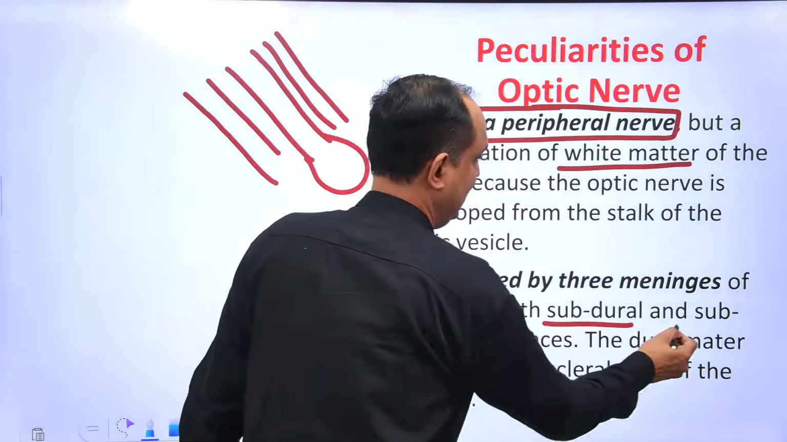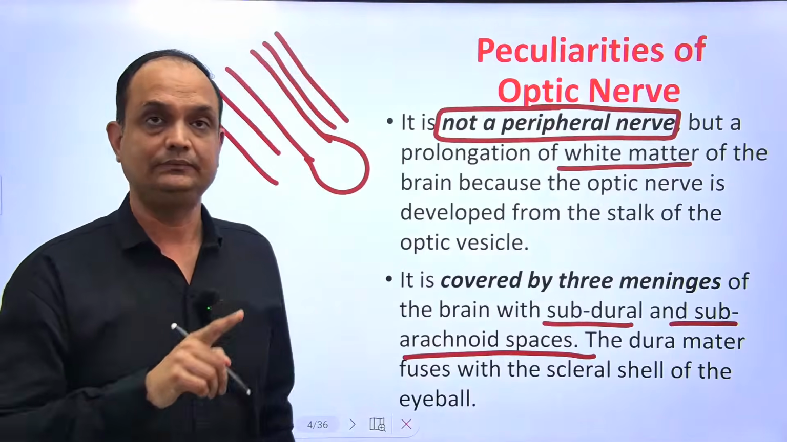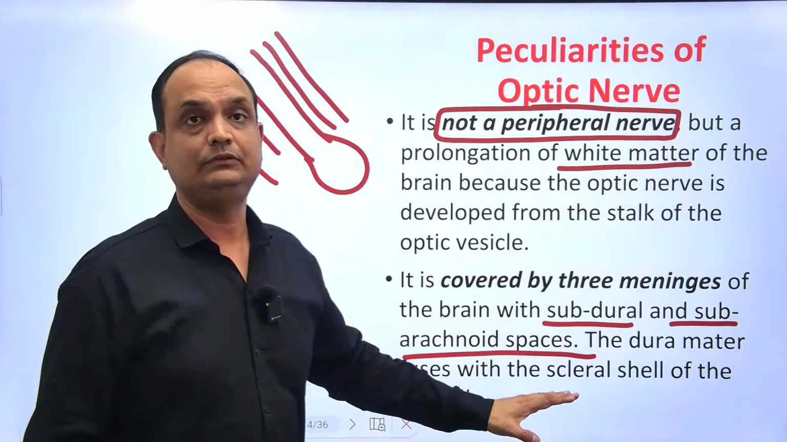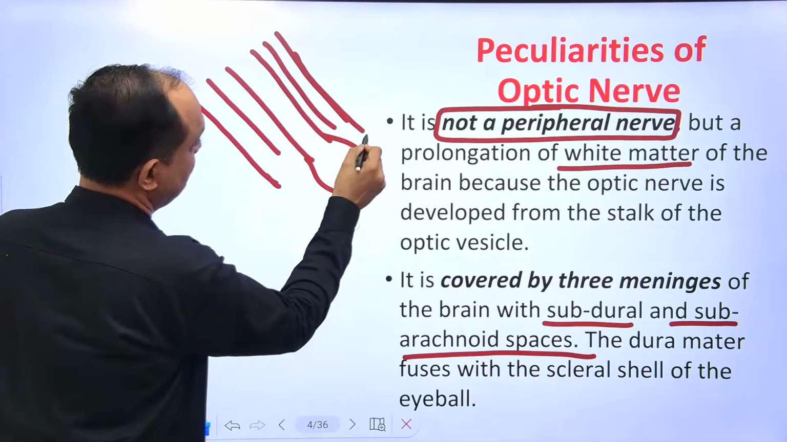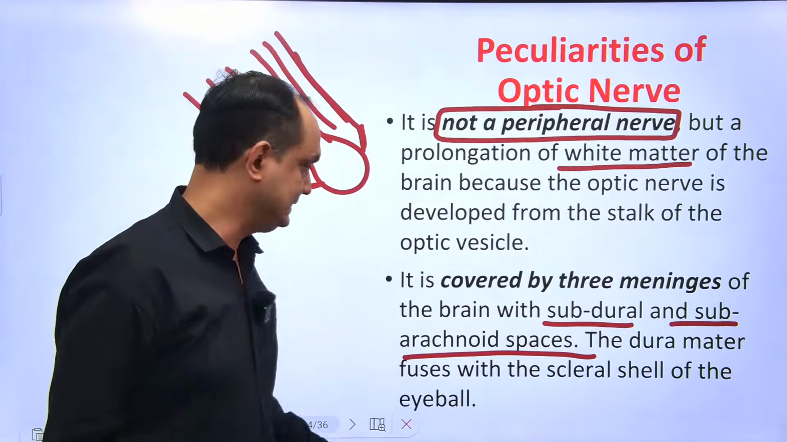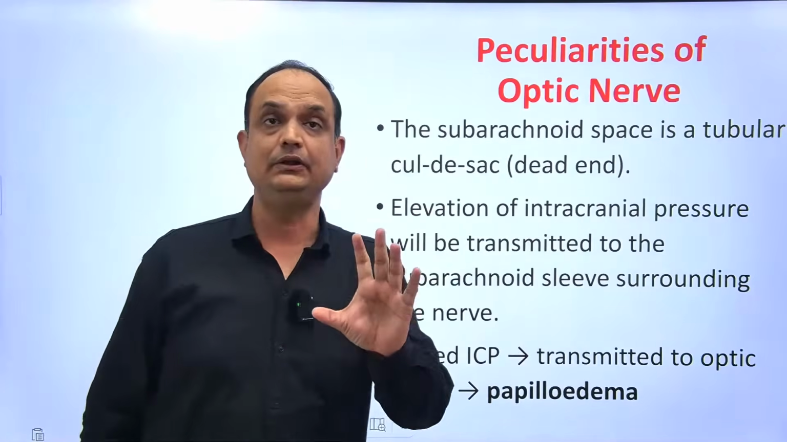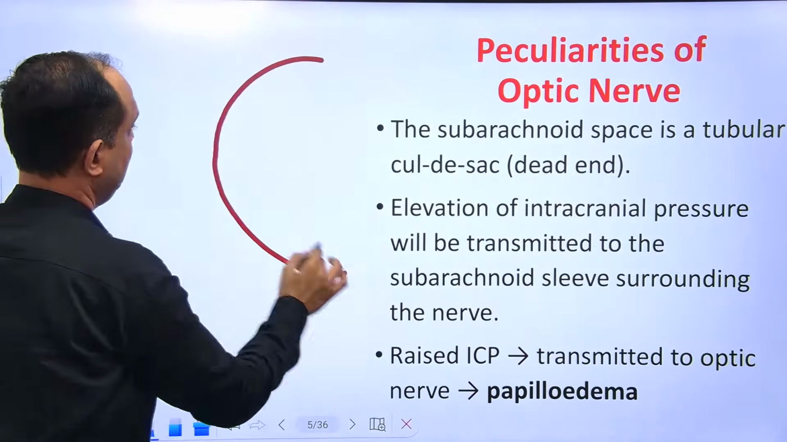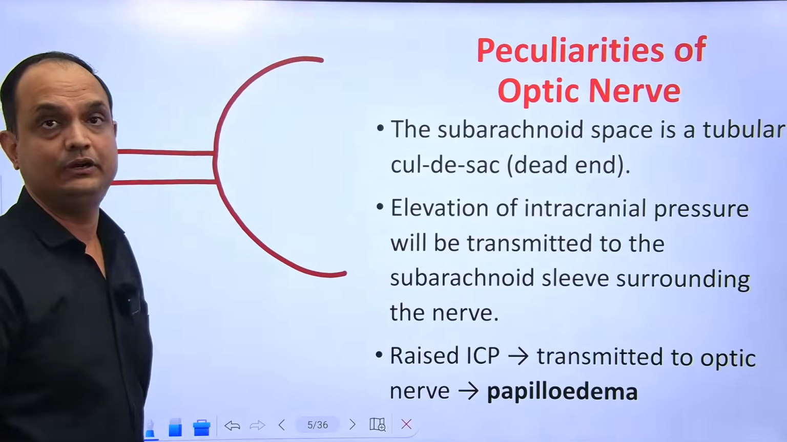So subdural and subarachnoid spaces are also present around the optic nerve. The dura mater, if you see how it ends, this dura mater, which is the outer layer, will go and merge with the outer layer of the eyeball, that is known as the sclera. Clear? Now, suppose this is our eye and here is the optic nerve. Around that you will have the subarachnoid space.